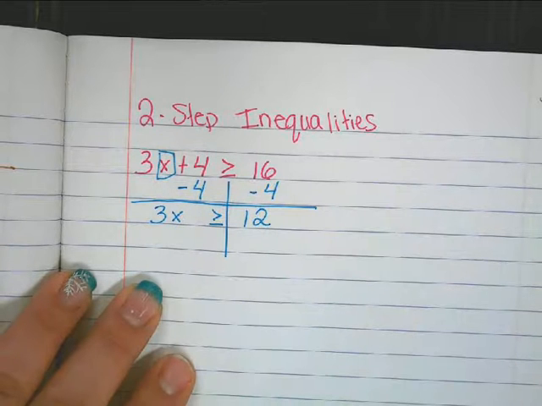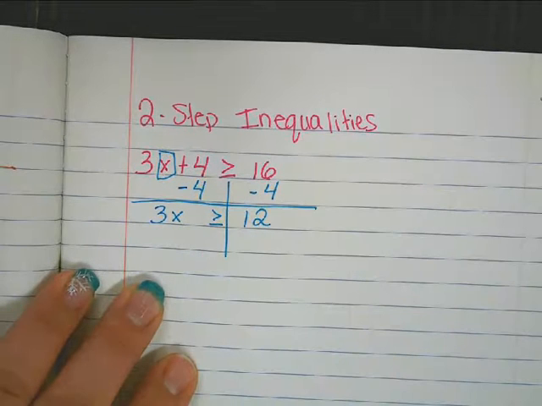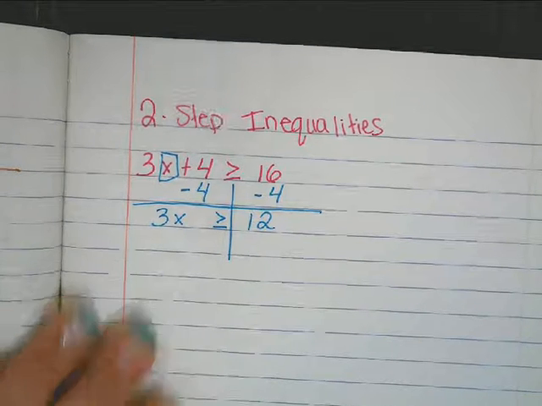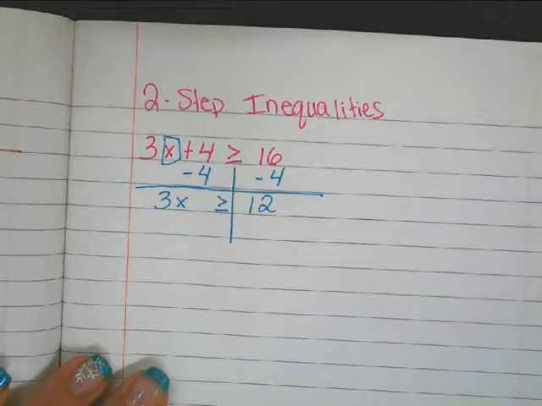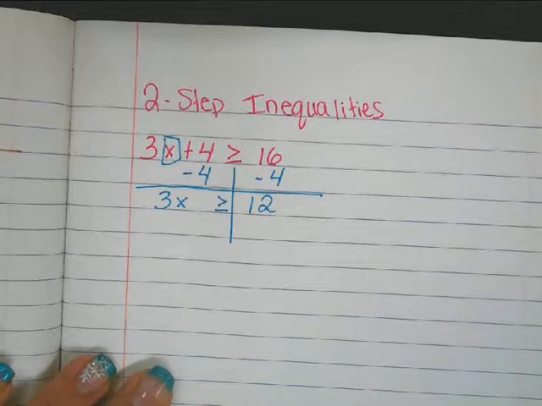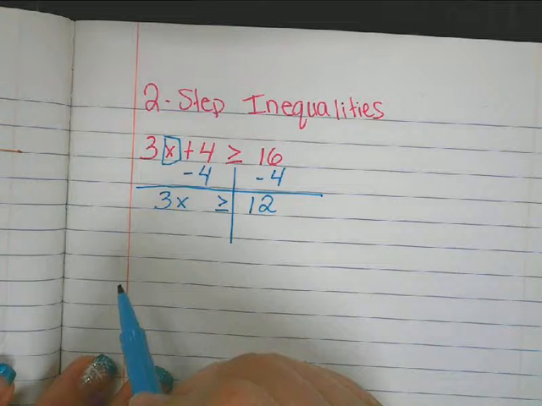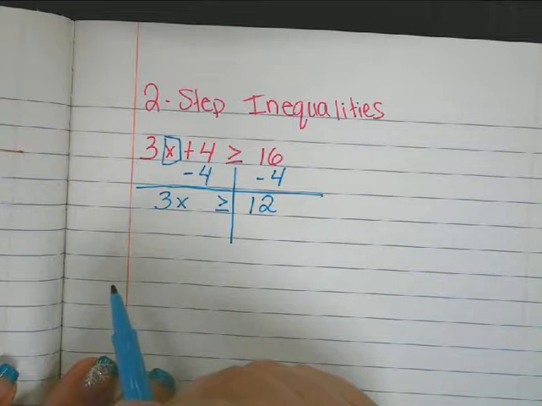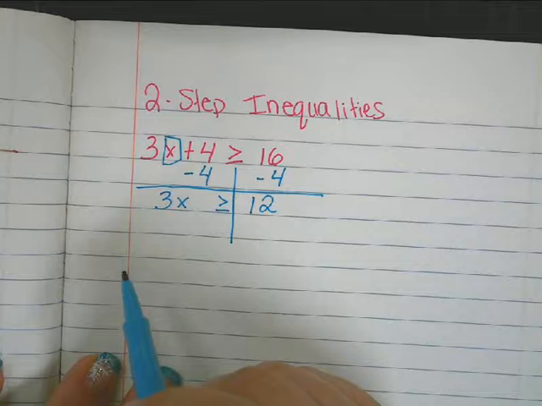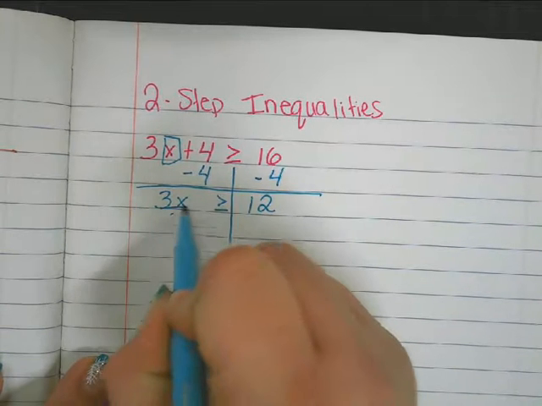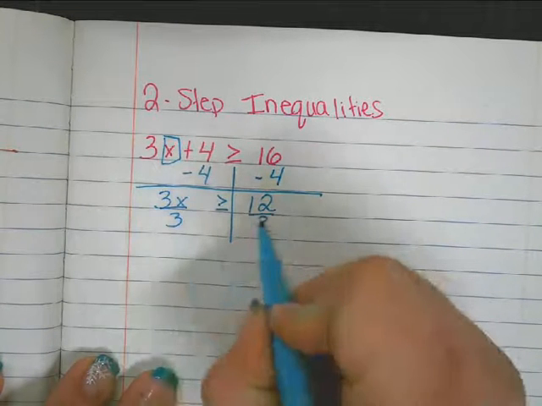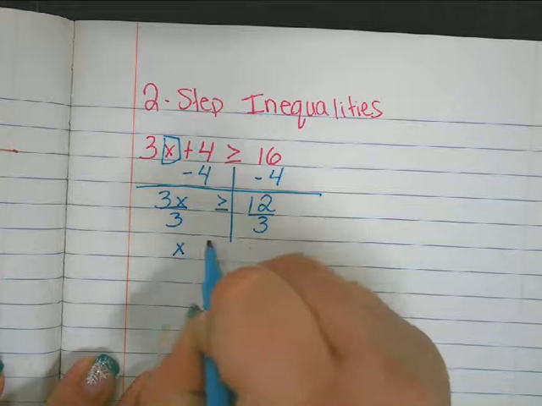Now that's just like yesterday. So what do I need to do? Hold on. I know this. What operation is between the 3 and the x? Oh my gosh, how did I forget? I got it. Well, it's already being multiplied, so the opposite? Divide. So I divide by 3. So I get x is greater than or equal to 4.